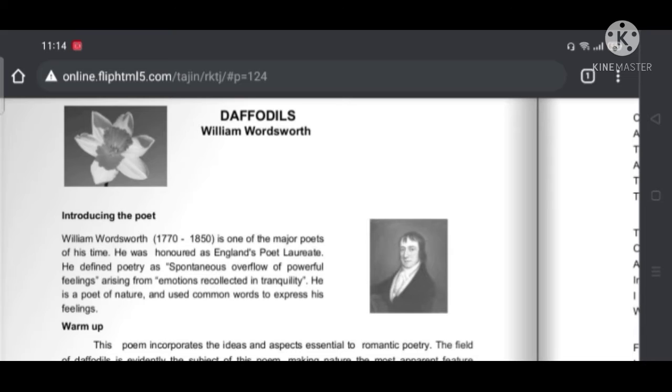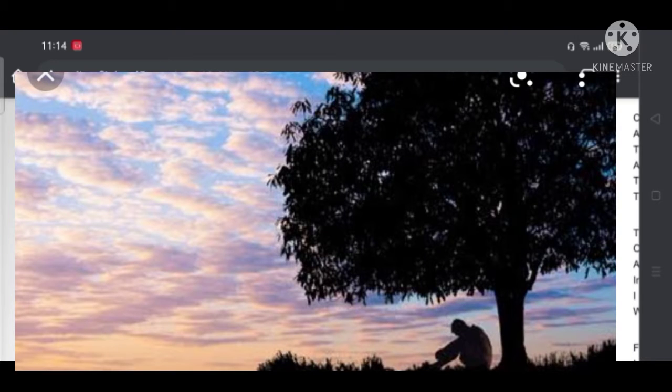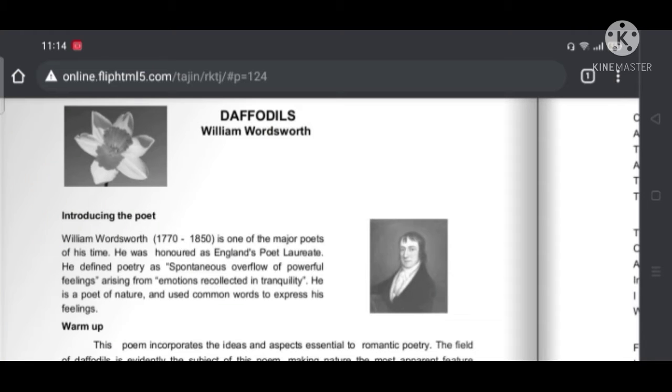He has actually used the spontaneous overflow of powerful feeling. That means whenever we are sad or happy, when we sit idle for some time, we recollect what has been in our life, and then we become happy or sad. But here the poet becomes happy when he thinks about a past moment, how happy he was in that moment. He thinks about that and is happy and expresses his emotions. Most of the poems of William Wordsworth are like that.